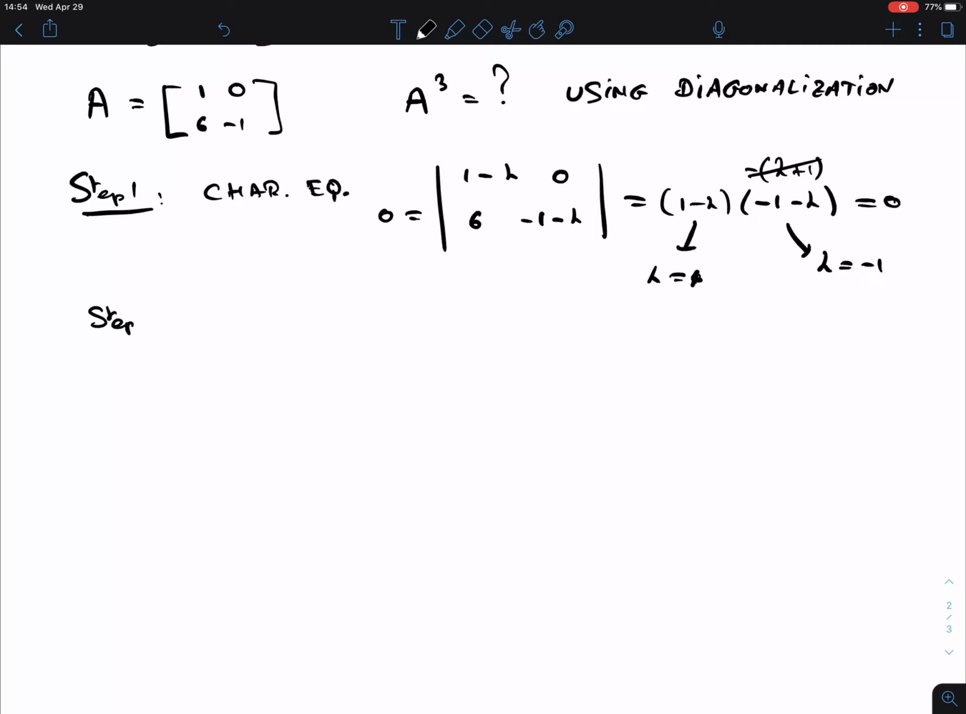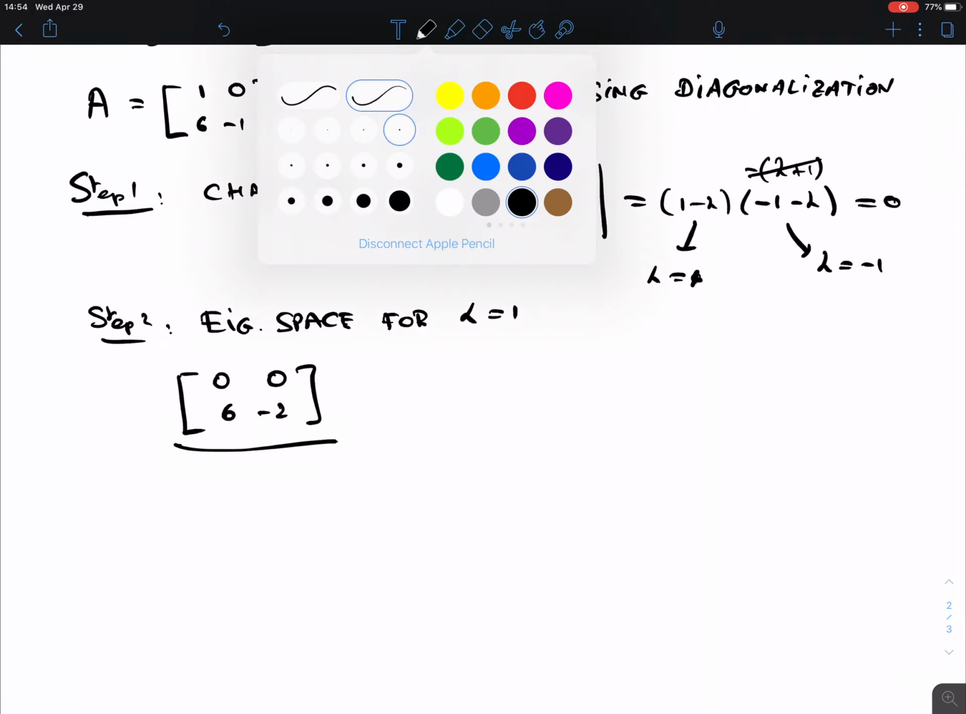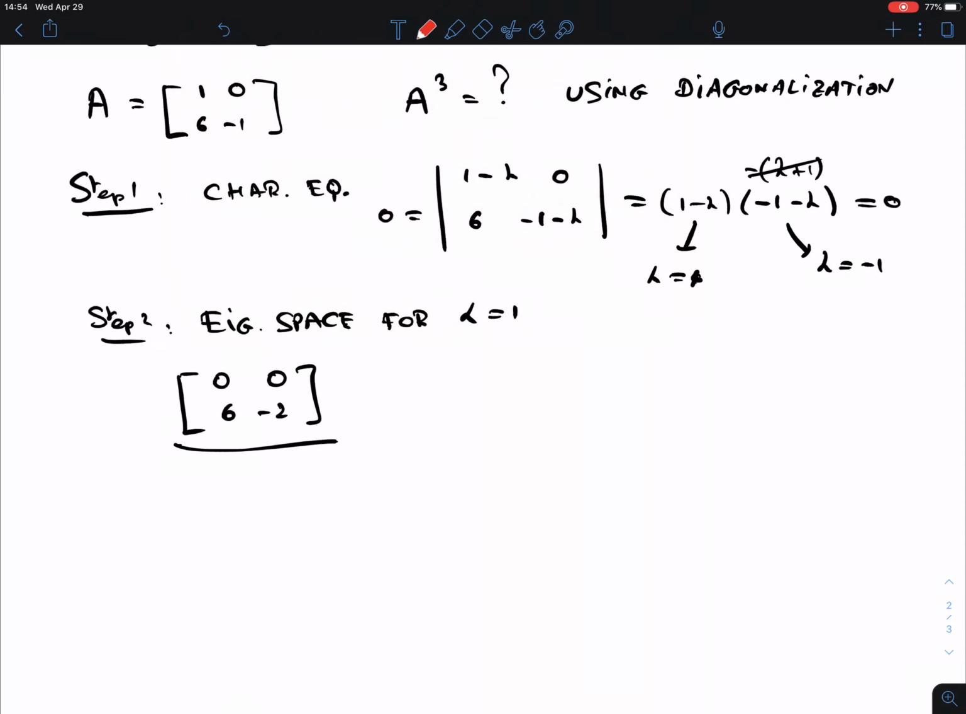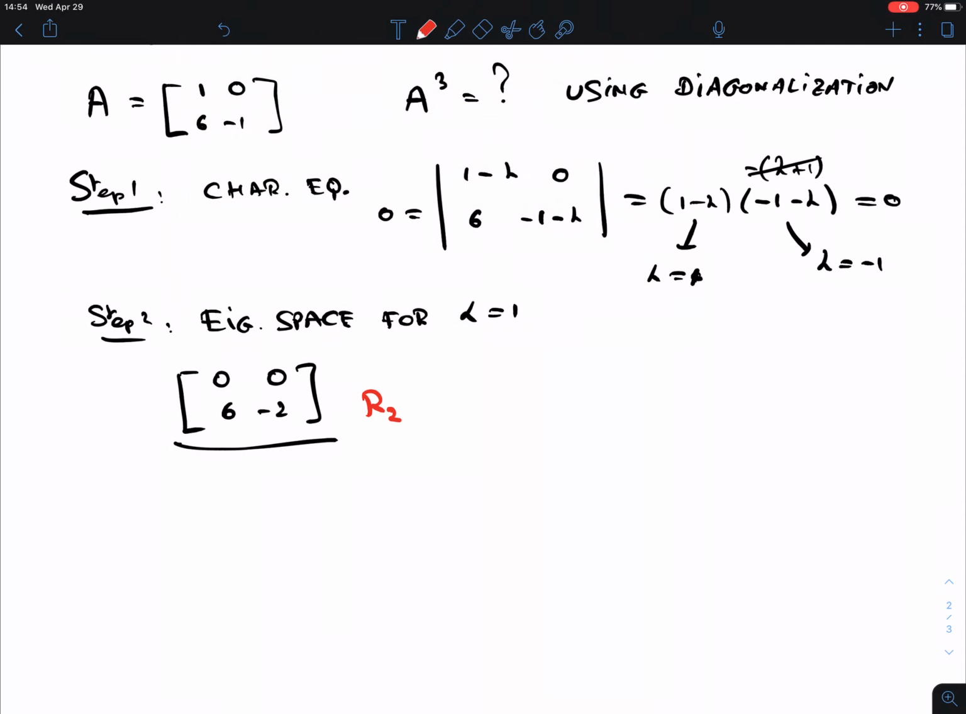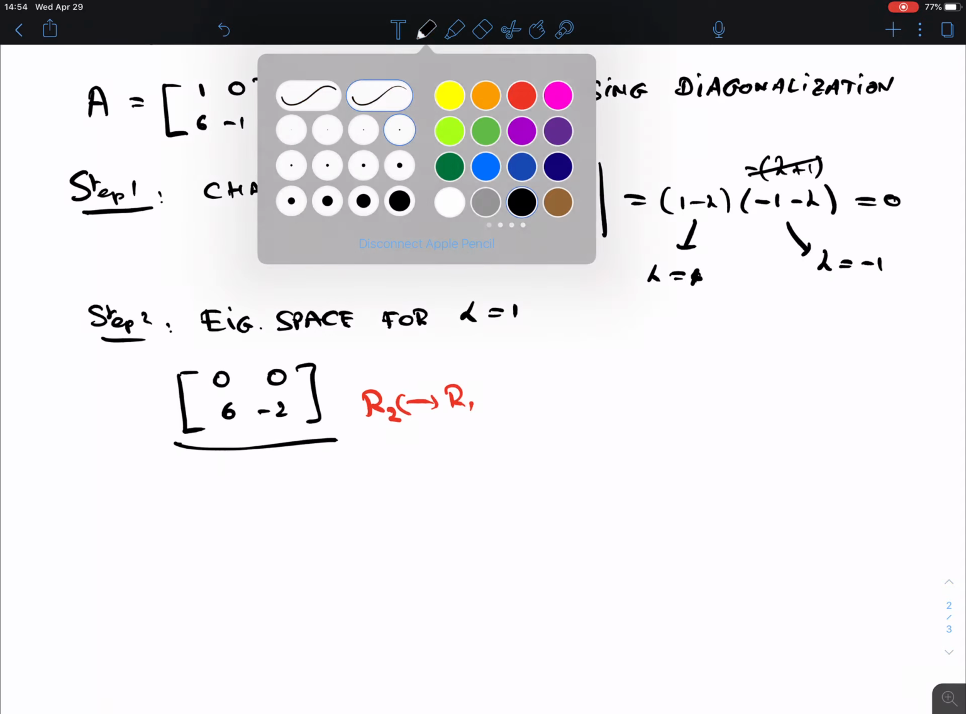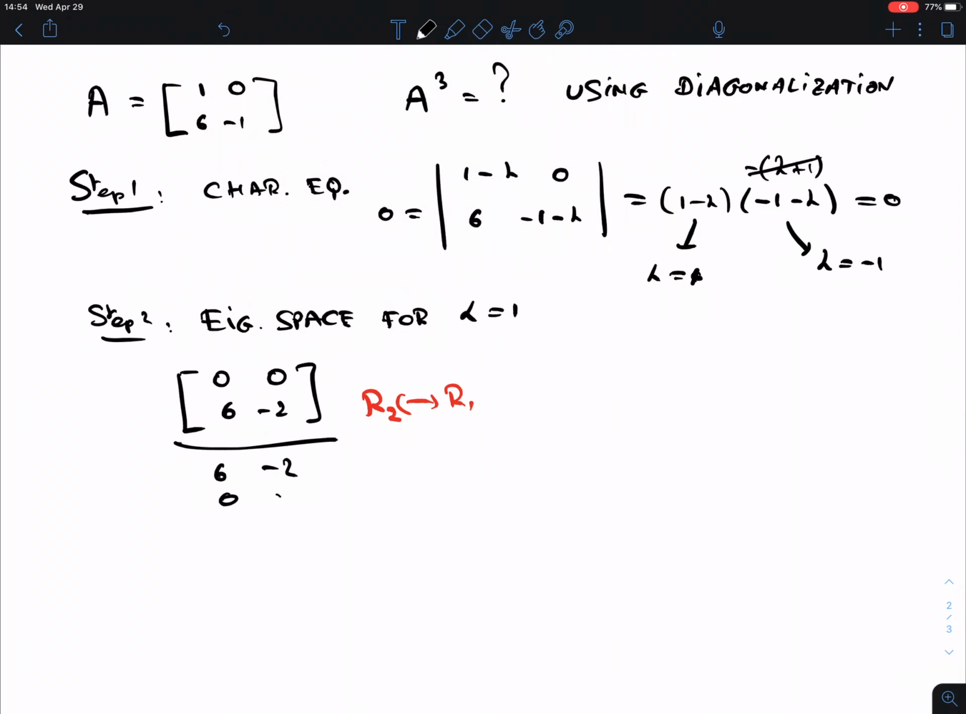So step 2, the eigenspace for lambda equals, let's start with lambda equals 1. So we subtract 1 from the diagonal, and we get the matrix 0, 0, 6, minus 2. We have to row reduce this. I mentioned this, right? Well, first of all, we should swap the two rows, and okay, let's do this. Let's take our time. Sometimes we have to have fractions. You cannot expect this to not happen.